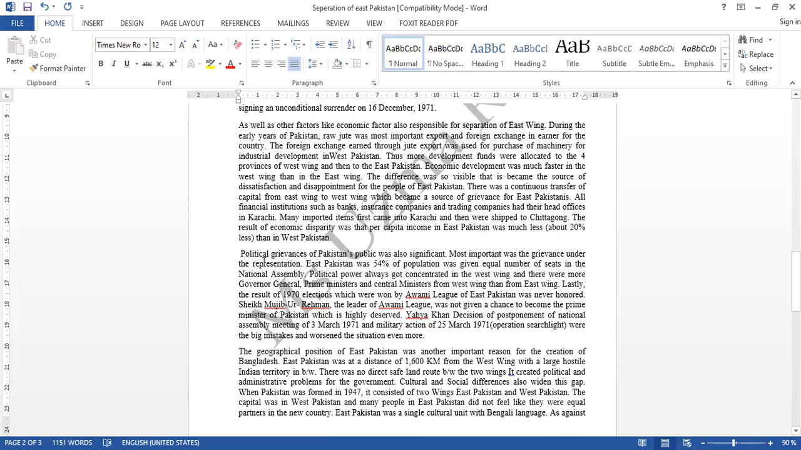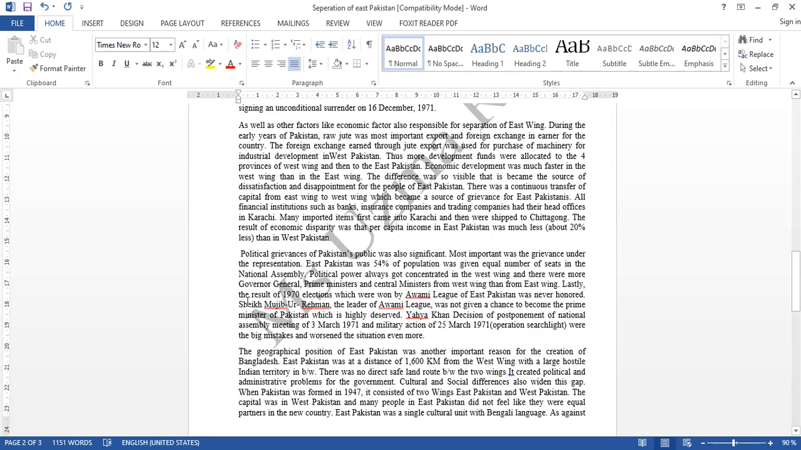Okay, then we talk about the political grievances of Pakistan's public, which were also significant. Most important was the grievance of under-representation. We also mentioned this in class discussion, the parity issue, which we are explaining here: East Pakistan was 54% of the population. In some books it's written 54 or 55, so both are correct if you are writing 55 as well. East Pakistan, with 54% of the population, was given an equal number of seats in the National Assembly. Political power always got concentrated in the West Wing, and there were more Governor Generals, Prime Ministers, and Central Ministers from West Pakistan than from the East Wing.